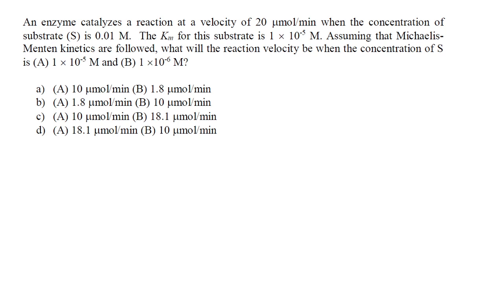Next we have an enzyme that catalyzes a reaction at a velocity of 20 micromole per minute when the concentration of substrate S is 0.01 molar. The Km for this substrate is 1.1 times 10 to the power minus 5 molar. Assuming that Michaelis-Menten conditions are followed, what will the reaction velocity be when the concentration of S is these two: A, 10 to the power minus 5 molar, and B, 10 to the power minus 6 molar.